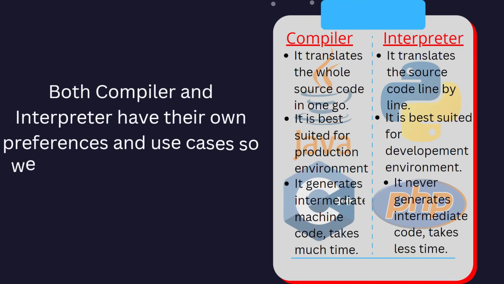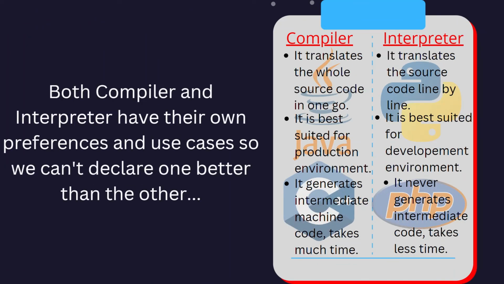Now, let's talk about the differences between compiler and interpreter. A compiler translates the whole source code in one go, whereas an interpreter translates the code line by line. A compiler is suited for a production environment, whereas an interpreter is suited for a development environment. A compiler generates an intermediate machine code which takes much time, whereas an interpreter takes less time because it never generates the intermediate code. And as you can see, compilers are used in Java, C++, C, and interpreters are used in Python, PHP, Ruby.